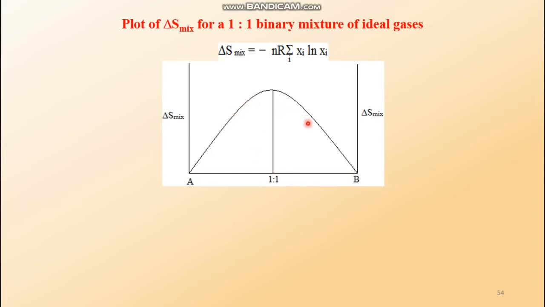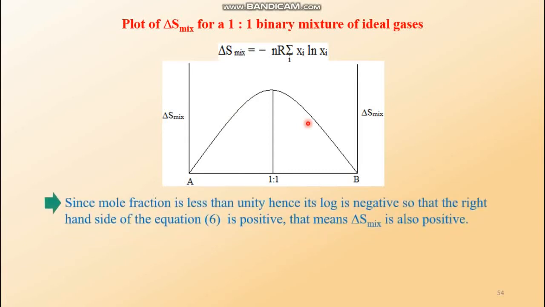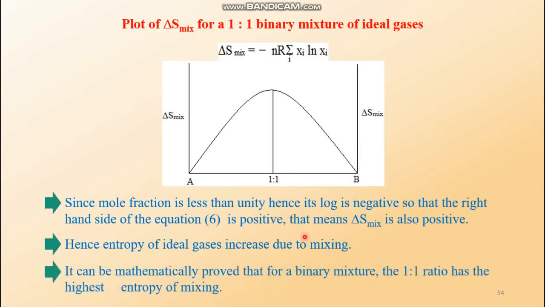Okay, so what about the criteria of this graph? Since mole fraction is less than unity, its log is negative, so the right hand side of equation 6 is positive. That means delta S mix is also positive. That means entropy is increasing on mixing. Hence entropy of ideal gases increases due to mixing. And it can be mathematically proved that for a binary mixture, the 1:1 ratio has the highest entropy of mixing. It is graphically reflected here. You can prove it mathematically also.